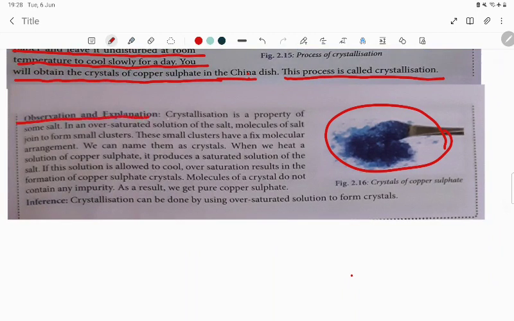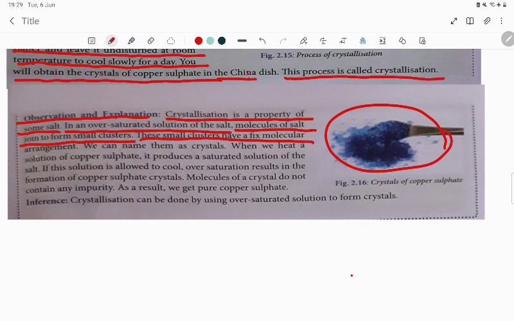Observation and explanation. Crystallization is a property of some salts in an oversaturated solution of the salt. Molecules of salt join to form small clusters. These small clusters have a fixed molecular arrangement. We can name them crystals. When we heat a solution of copper sulfate, it produces a saturated solution of the salt.